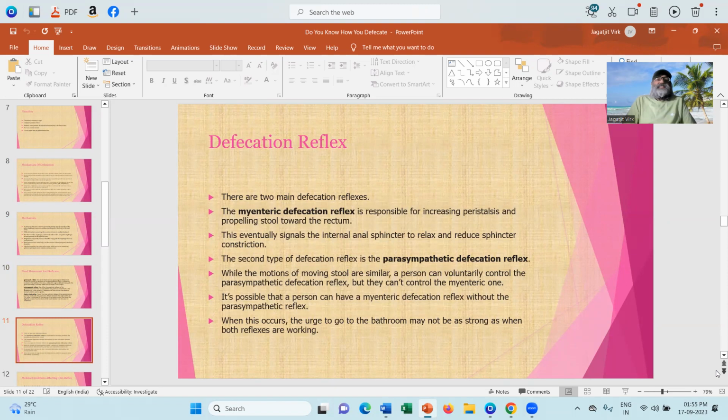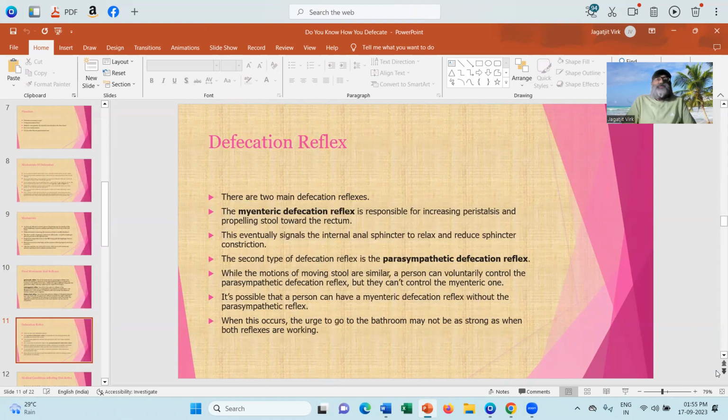Defecation reflex. There are two main defecation reflexes. The myenteric defecation reflex is responsible for increasing peristalsis and propelling stool toward the rectum. This eventually signals the internal anal sphincter to relax and reduce sphincter constriction. The second type of defecation reflex is the parasympathetic defecation reflex.